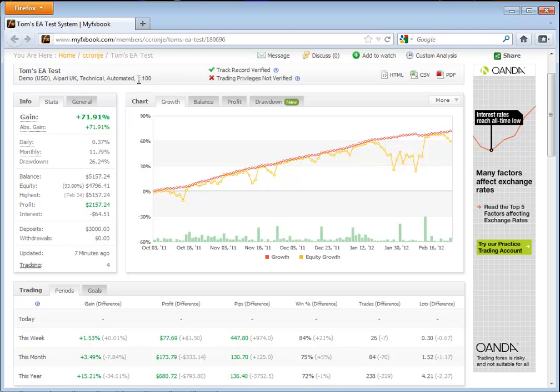The leverage is set at 1 to 100, and Alpari does allow you to go higher than that. You can go 1 to 400. But one of the keys here is that you have proper leverage and a proper balance per currency pair traded. So let me talk about that a little bit.